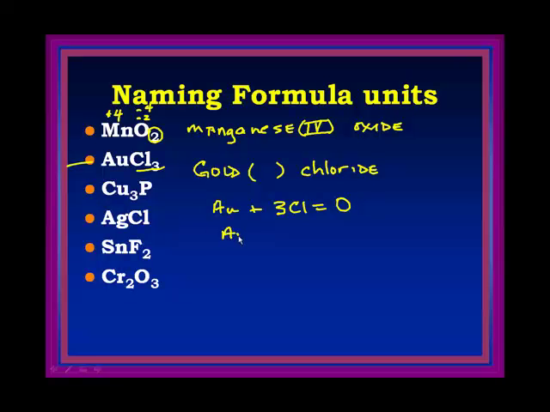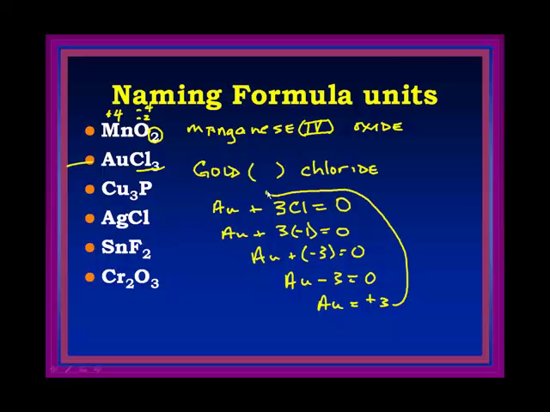Okay? So if I've got Au and my 3 chlorines, look up chlorine on your periodic table. All chlorines have a -1 charge. So Au plus a -3 equals 0. Au minus 3 equals 0. So Au has to equal a +3. So now I know that is my Roman numeral. Okay, Roman numeral 3 there. So this is called gold 3 chloride.